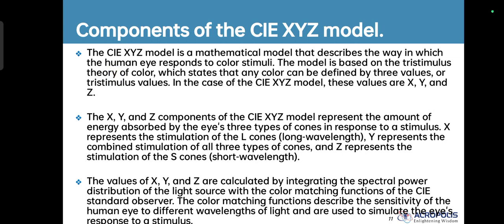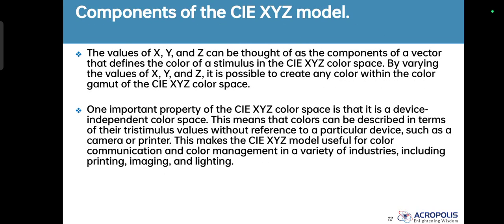The values of XYZ are calculated by integrating the spectral distribution of the light source with the color matching function of the CIE standard observer. The color matching function describes the sensitivity of the human eye to the different wavelengths of light and is used to simulate the eye's response to a stimulus. The values of X, Y, and Z can be thought of as components of a vector that defines the color of a stimulus in the CIE XYZ color space. By varying the values of X, Y, and Z, it is possible to create any color within the color gamut of the CIE XYZ color space.